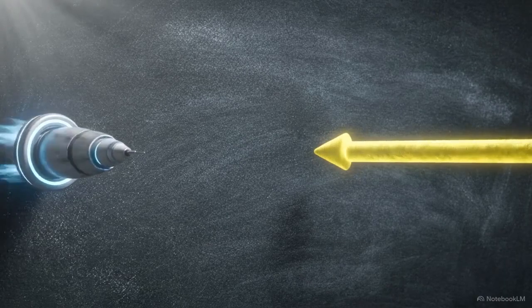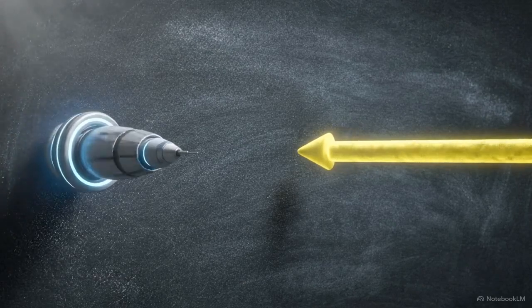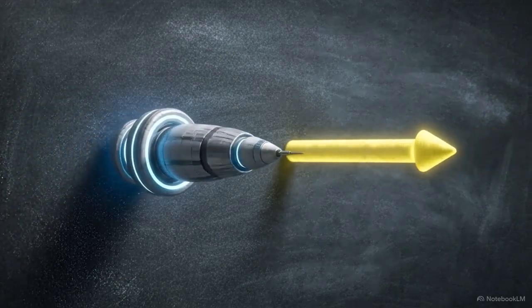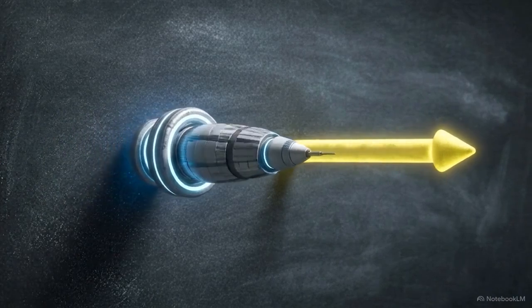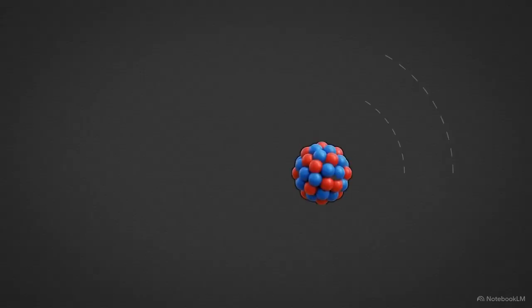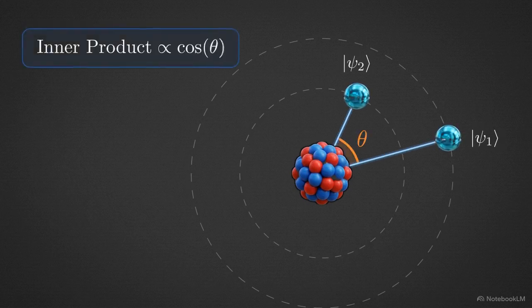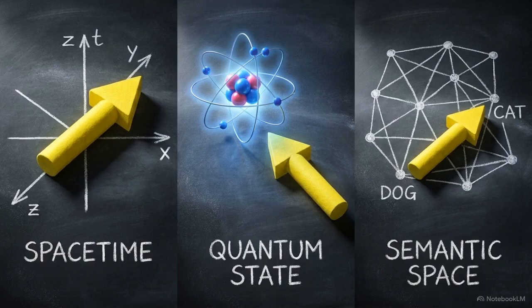The specific tool we used to solve this was vector alignment, and this single mathematical operation appears far beyond the physics of moving spaceships. If you study quantum mechanics, you map the relationship between two subatomic states using this exact same inner product geometry. If you build large language models, the artificial intelligence calculates the semantic relationship between different words by measuring that exact same geometric alignment.